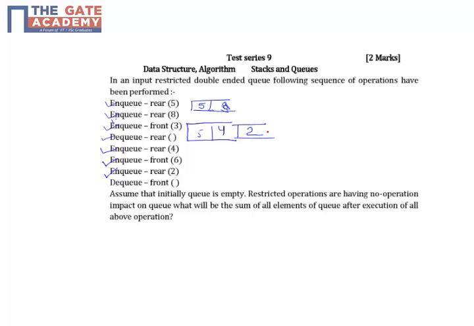And at the end, DQ from the front. So DQ from the front, that means 5 will be removed from the queue. This DQ I have performed. So I am having my queue with 4 and 2 in the sequence. So the sum of 4 plus 2 is equal to 6. This is my answer.